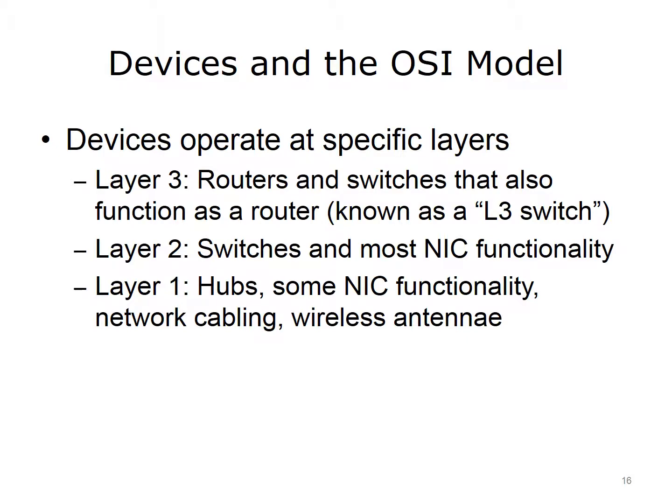As discussed earlier, the OSI model shows that certain devices operate at specific layers. To review, at layer 3, routers and switches that function as routers. Such a switch is a layer 3 switch. Layer 2 has switches and most NIC functionality. Layer 1 has hubs, some NIC functionality, network cabling, and then wireless antennae.